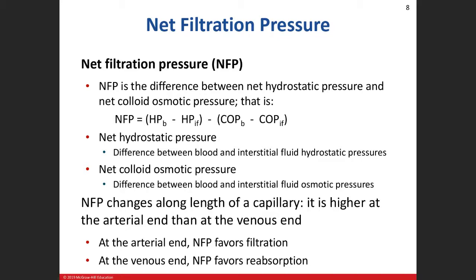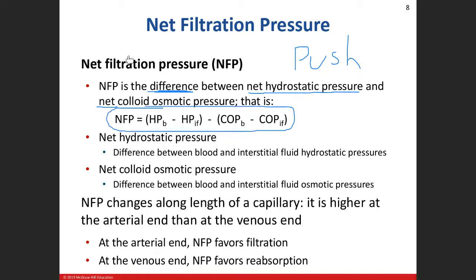So what we're going to do is take the net hydrostatic pressure, which is our push. And when you see difference, there's subtraction involved. We're going to subtract the net colloid osmotic pressure from that. So here's our equation, NFP, which is basically the hydrostatic pressure minus the oncotic or the colloid osmotic pressure.